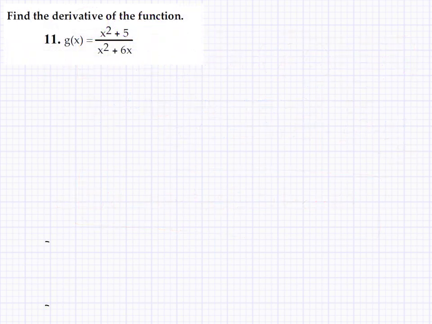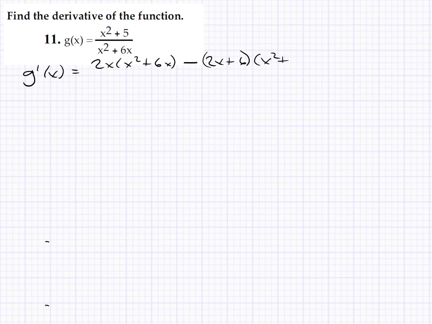Here we're going to use the quotient rule. So I take the derivative of the numerator, which is 2x, times the denominator, minus the derivative of the denominator, which is 2x plus 6, times the numerator, all over the original denominator squared. And there's your derivative.